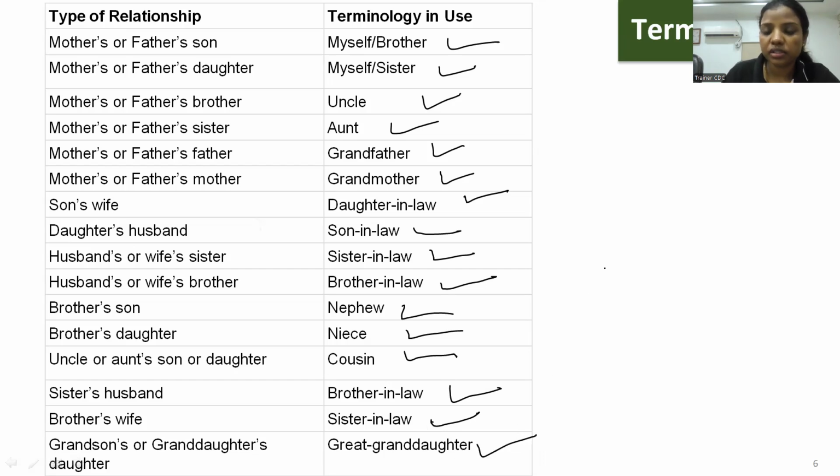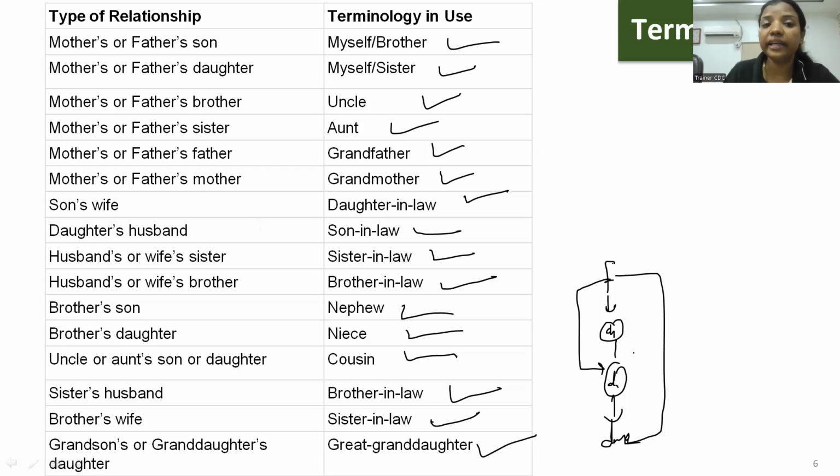Suppose your father's daughter, then daughter's daughter, this daughter is great granddaughter to this father, and again you have daughter's daughter, then that is nothing but great great granddaughter. So two times great we have here for the below generations, right?